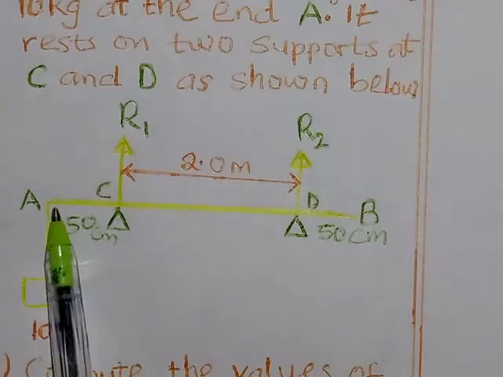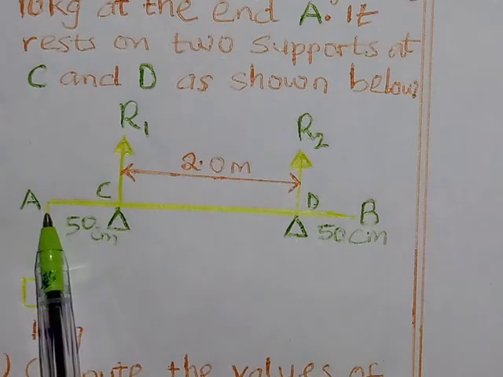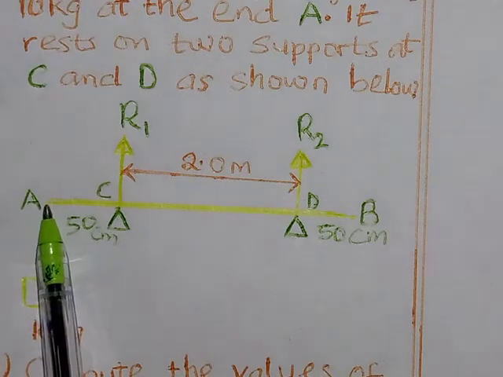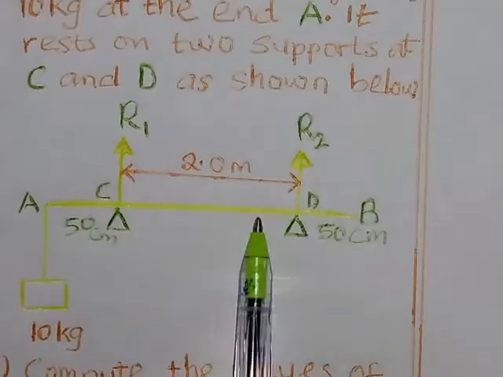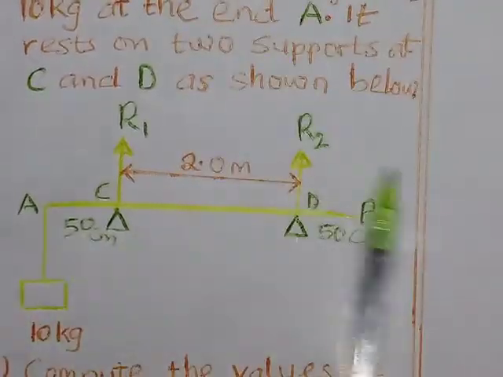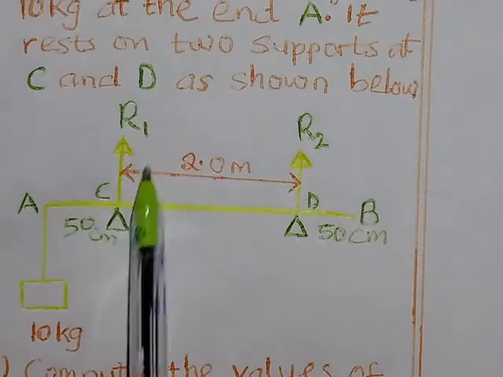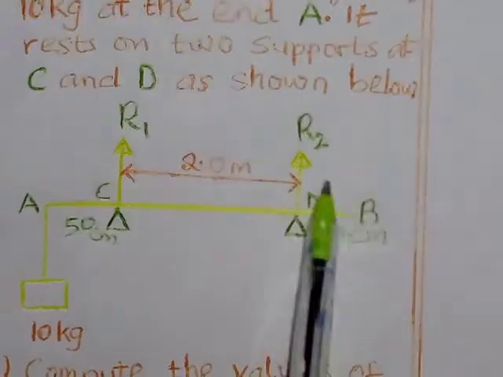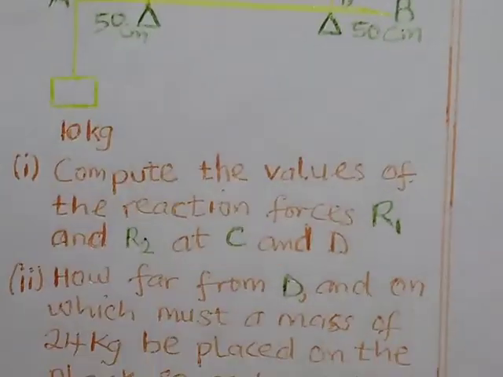Then from the write-up, we're told that a mass of 10 kilograms hangs freely from point A. So what I'm going to do is draw the first diagram for this, including the mass and the distance from any point we want to take moment from. Now, these are the reactions. Reaction at C is given as R1, and reaction at D is given as R2. Let me quickly run through the remaining part of the question.